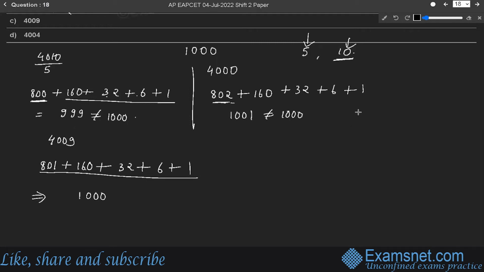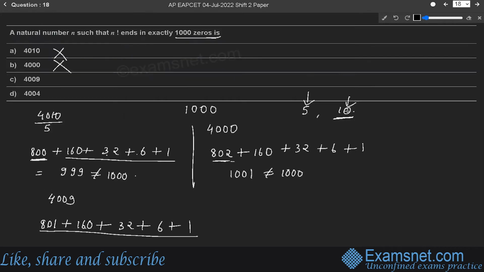And this is the answer that we are looking for. We have to look for exactly 1000 zeros, and we get 1000 zeros when the number is 4009. So we can say that the correct option is option C here. This is a very, very simple trick to solve this question. There are many methods to solve this kind of question, but the simplest trick is to divide the number by 5 if you have to find exactly 1000 zeros.